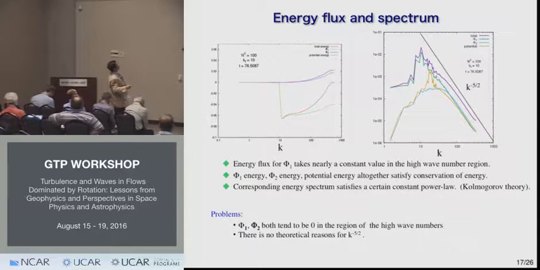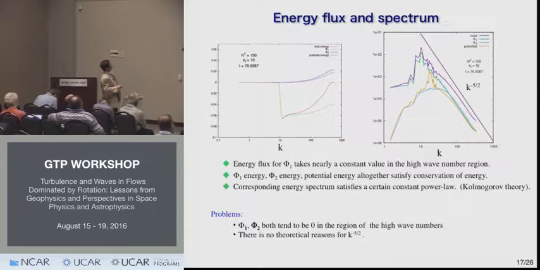Next, whether we can apply that kind of Kolmogorov's idea to predict the inertial range or something like that. Using the total K, this region is almost nearly constant for phi 1, phi 2, and total energy. So we plotted the energy spectra in the spherical shell. This is not the horizontal wave number, but the spherical, three-dimensional wave number. Then we see some nice power law, but the power law is k to the minus 5 halves or something like that.